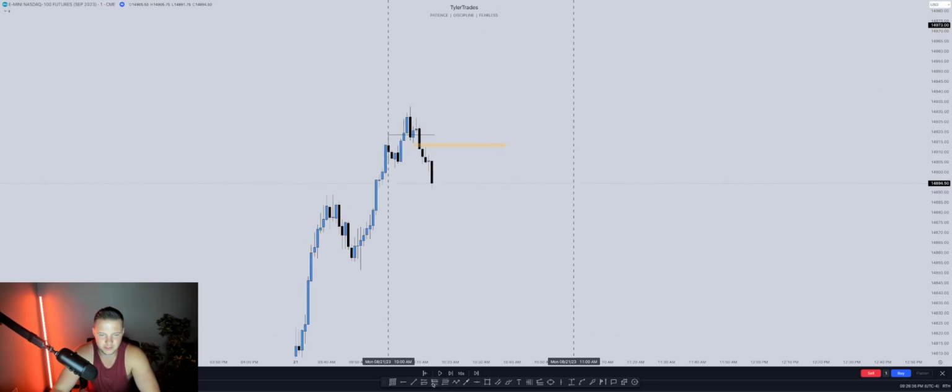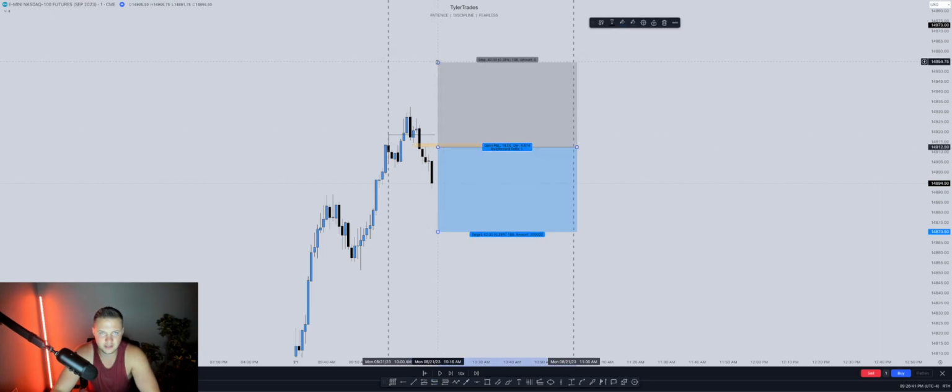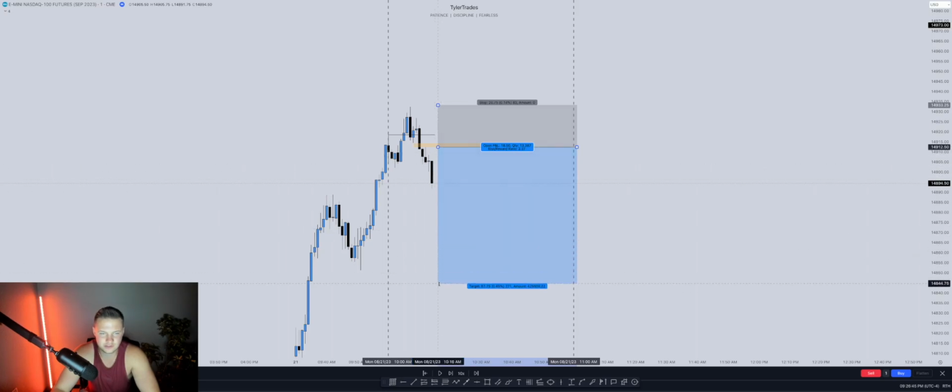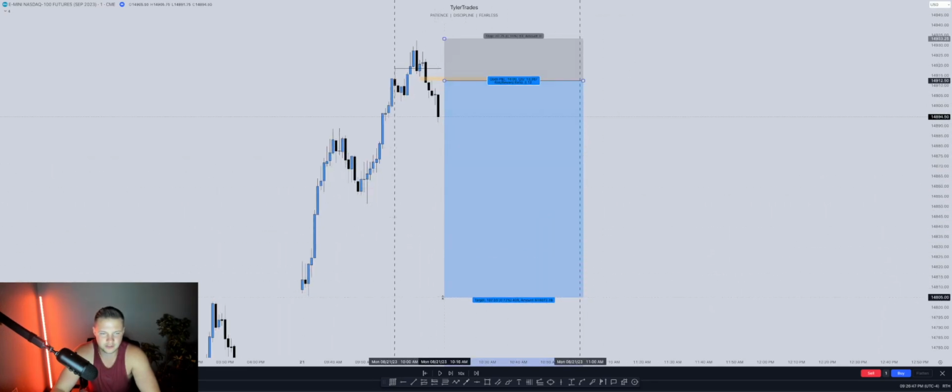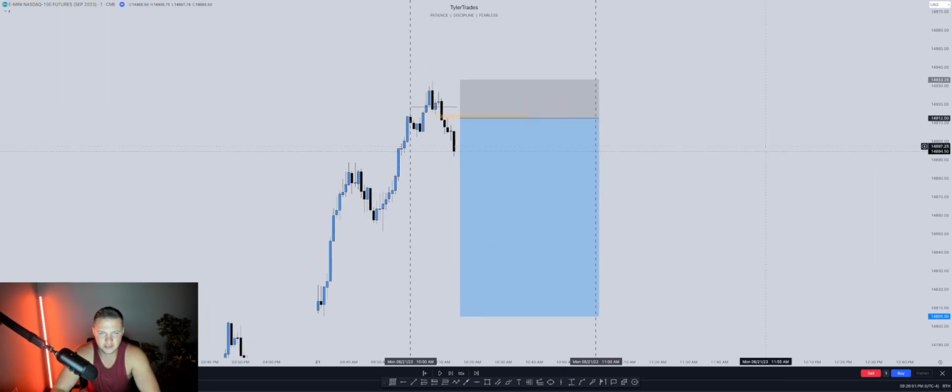We would anticipate price to pull back to here, and our stop loss could go above that high, 20 points, 21 points, and then we would look to target opening range low. That'd be over 100 handles. Very nice. Let's see what we get, guys.